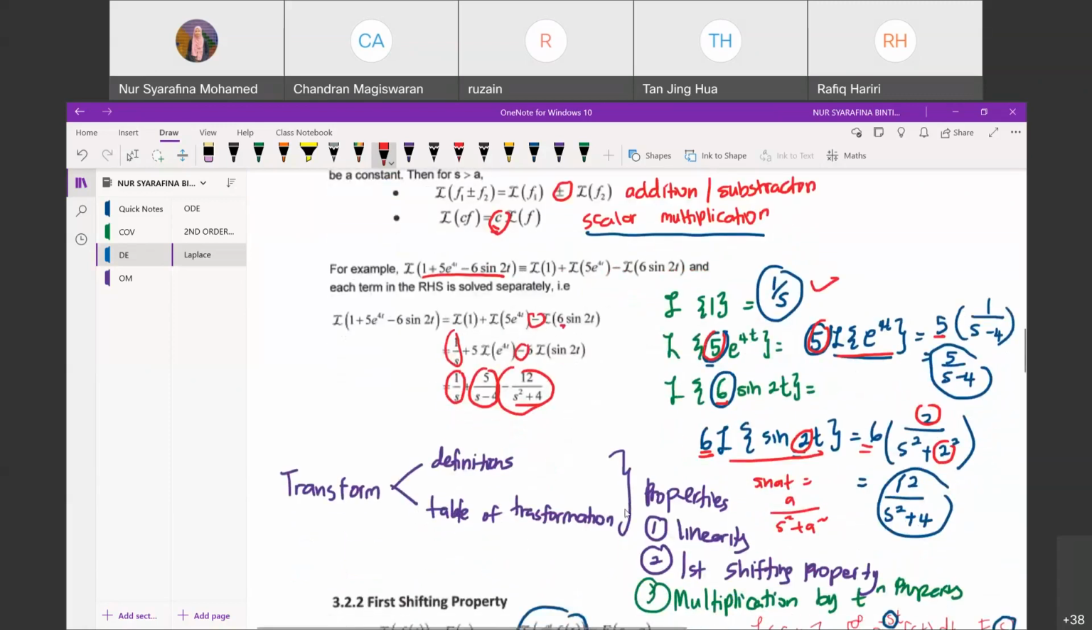All right, so today let's focus on this. Now you know how to transform by definition and also by looking at the table of transformation. And we have learned properties: linearity, first shifting property, and multiplication. After this, we're going to have other properties, but let's just focus on these three first for today. Now the next property is the first shifting property.